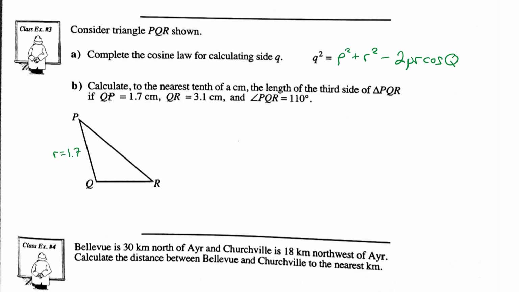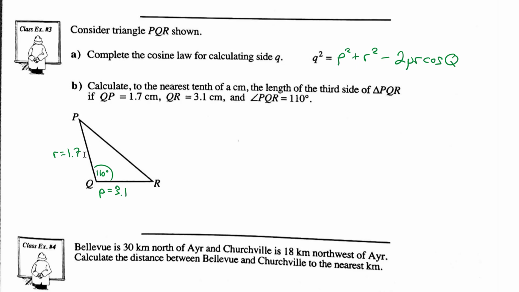QR is little p, so p is equal to 3.1. And angle PQR is 110 degrees, so that is over here. Notice that we have a side-angle-side triangle. The angle is sandwiched in between two sides, so we're going to use the cosine law.